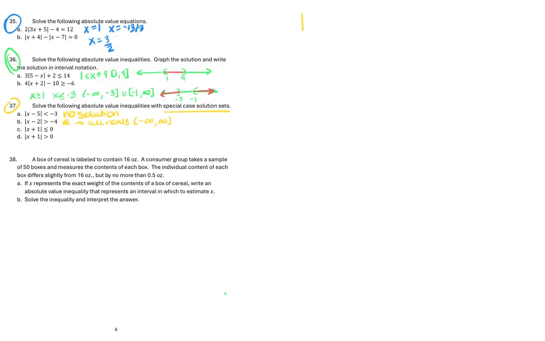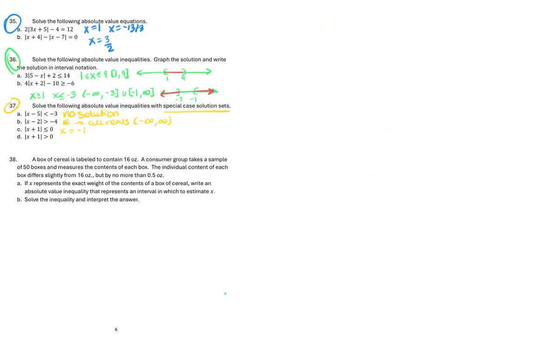Okay, on part C, we have |x + 1| is less than or equal to 0. The one thing that's false with this statement is that it can never be less than 0, because anything inside an absolute value has to be greater than or equal to 0. So the only case we can apply is |x + 1| equal to 0. In this case, we're only going to have one solution, where x equals -1. So that is our only solution for this one.